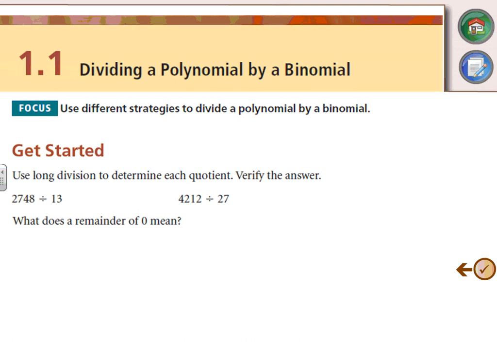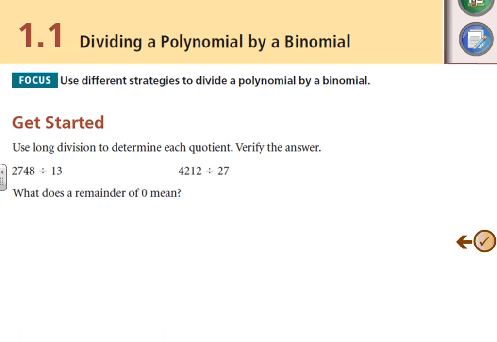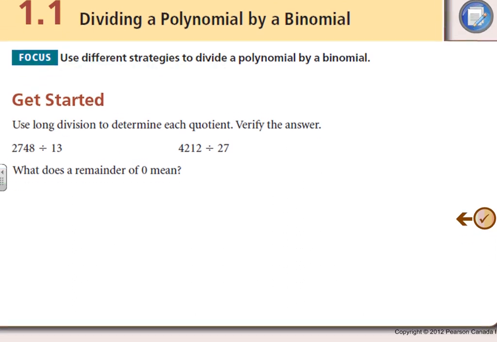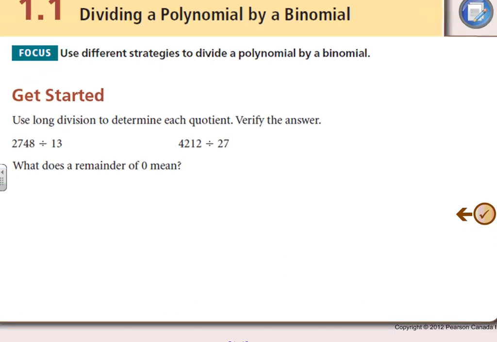Lesson number 1, Chapter 1, Math 30-1. Here we're looking at dividing a polynomial by a binomial. So the first thing we're going to do is look at what we've done way back in junior high. You learned how to divide.